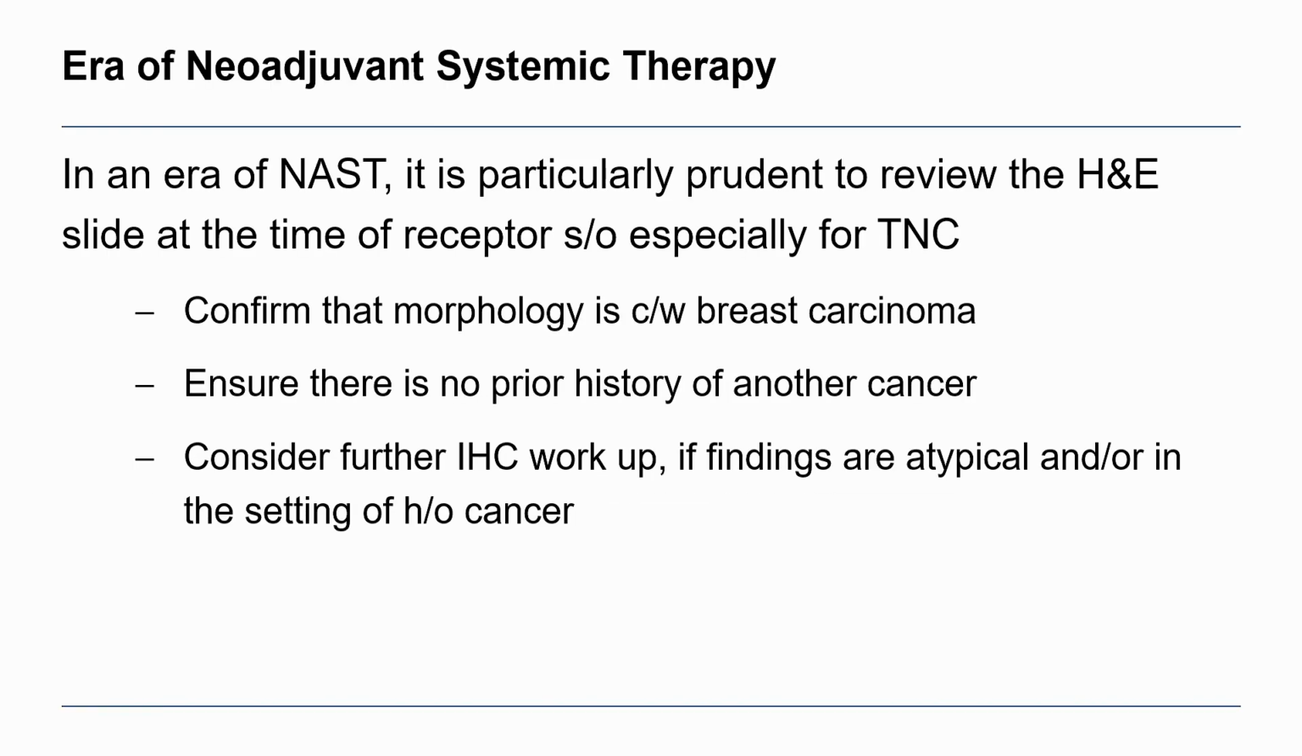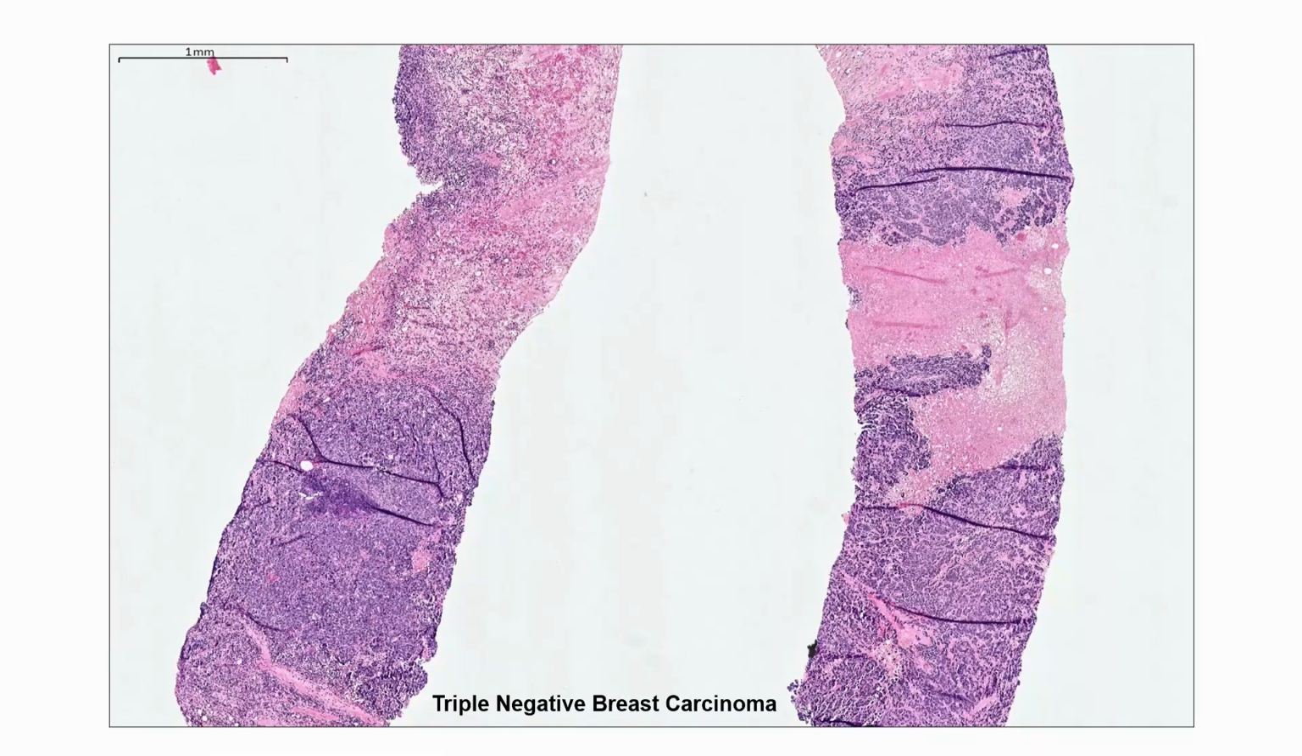Just in closing, let me talk about other high-risk situations. So I think in the era of neoadjuvant therapy, as Dr. Brogi touched on, it's particularly important to review the H&E slide at the time of receptor sign-out, especially for triple-negative cancers. You want to confirm that the morphology is consistent with breast carcinoma, ensure there's no prior history of another carcinoma, and consider further workup if the findings are atypical or in the setting of a history of a prior cancer. So here's our typical classic triple-negative breast cancer, sheets of high-grade tumor cells, areas of necrosis.